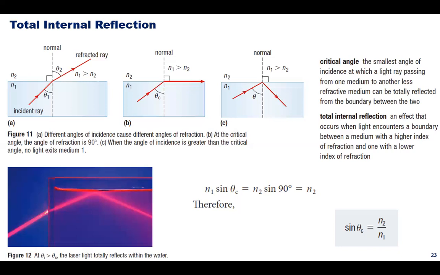This effect is called total internal reflection. This effect can occur when light encounters a boundary between an initial medium with a higher index of refraction and a second medium with a lower index of refraction.